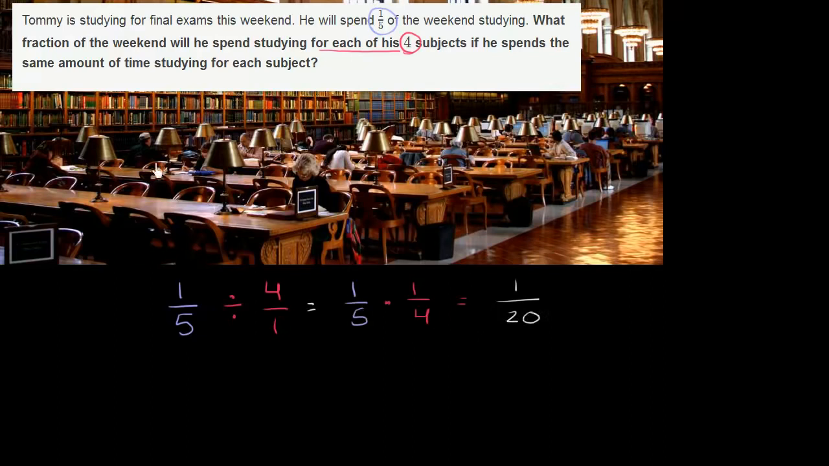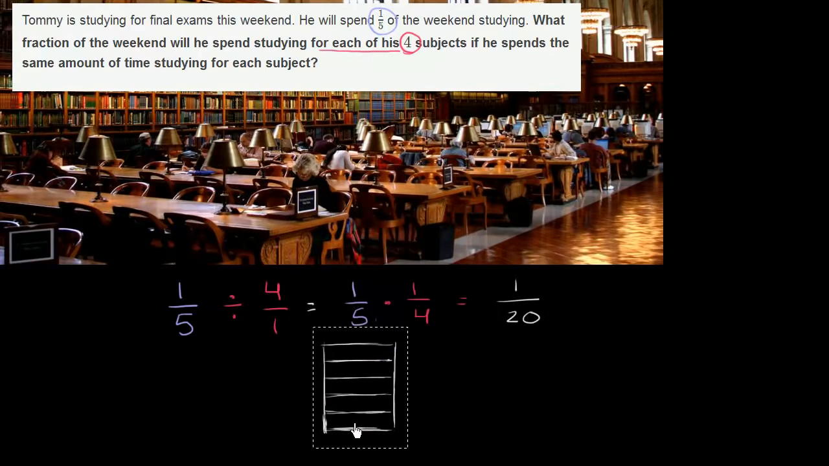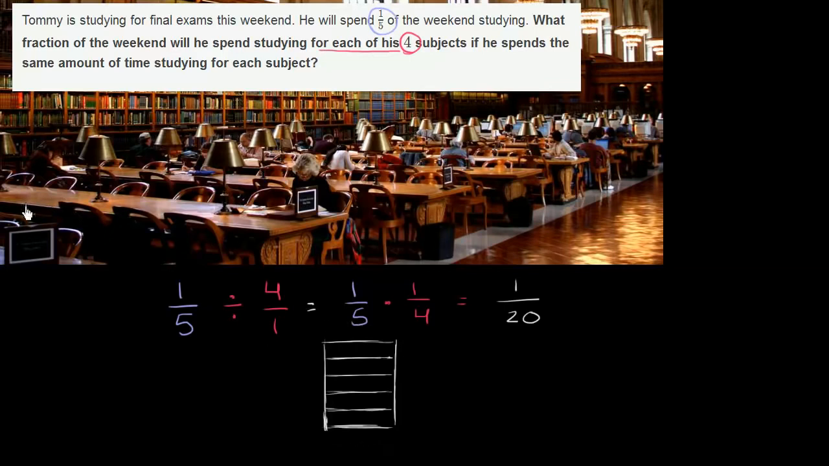Now let's also try to think about this visually. Let's imagine that this is his entire weekend. And I've divided it into 5 equal sections. And so we already know that the total amount of his weekend spent studying is 1/5. So that's the total amount studying for the weekend is 1/5.